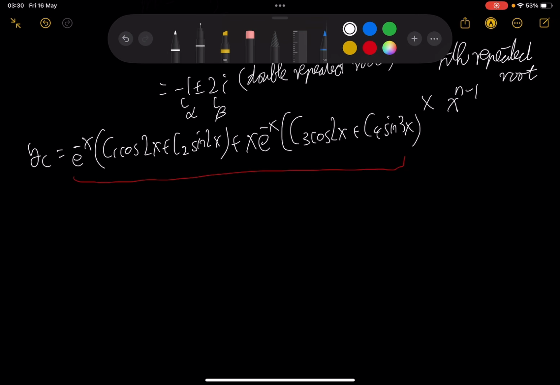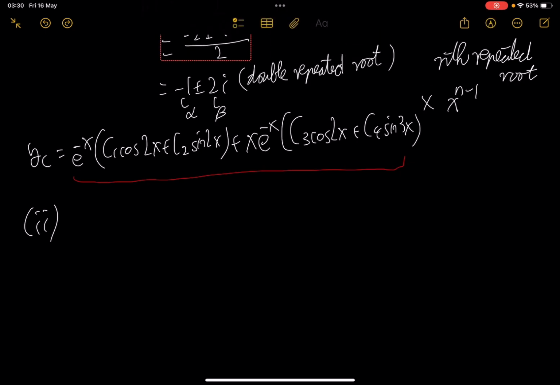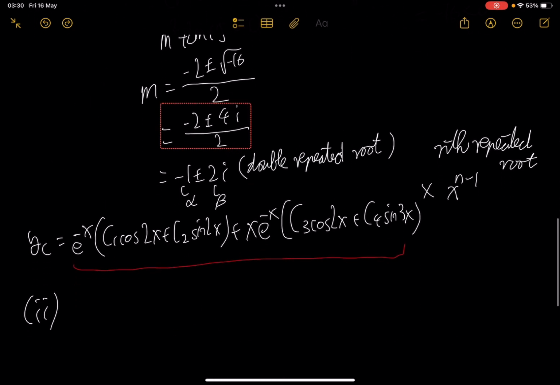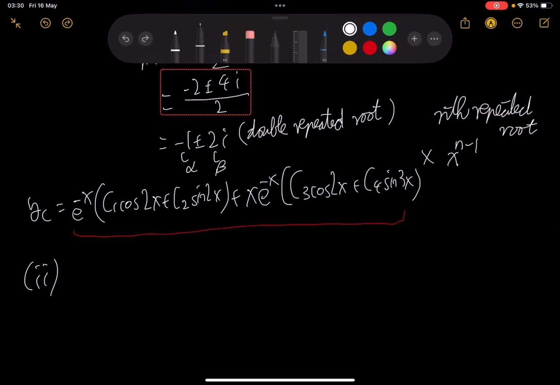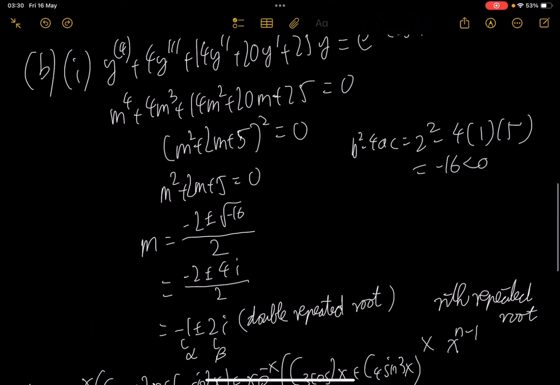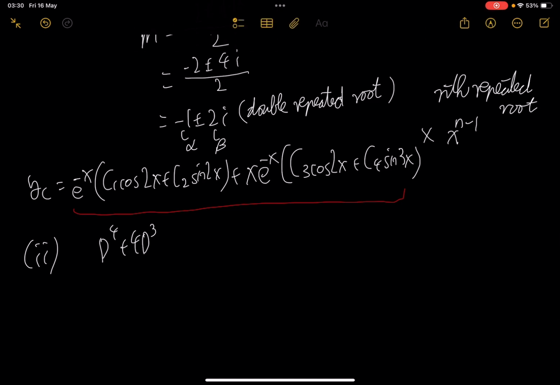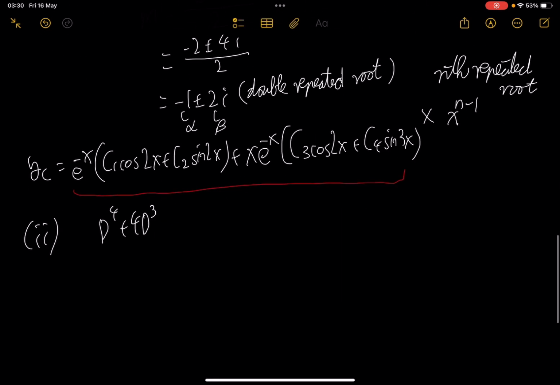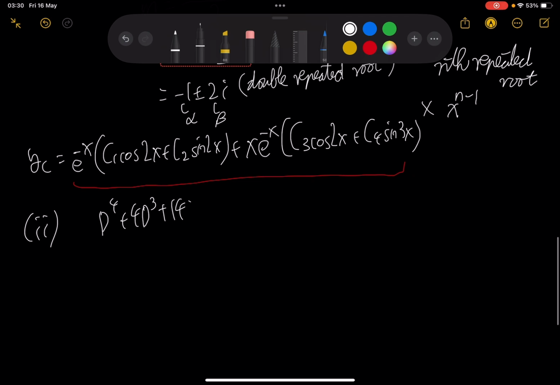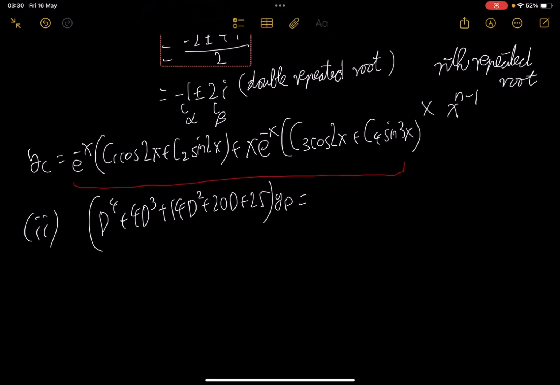And then we are going to do our second part. We are going to solve this by using the inverse operator method. Therefore, we are going to write this as D to the 4th power plus 4D cubed plus 14D squared plus 20D plus 25. We have to use our yp because we are going to find the particular solution to this.